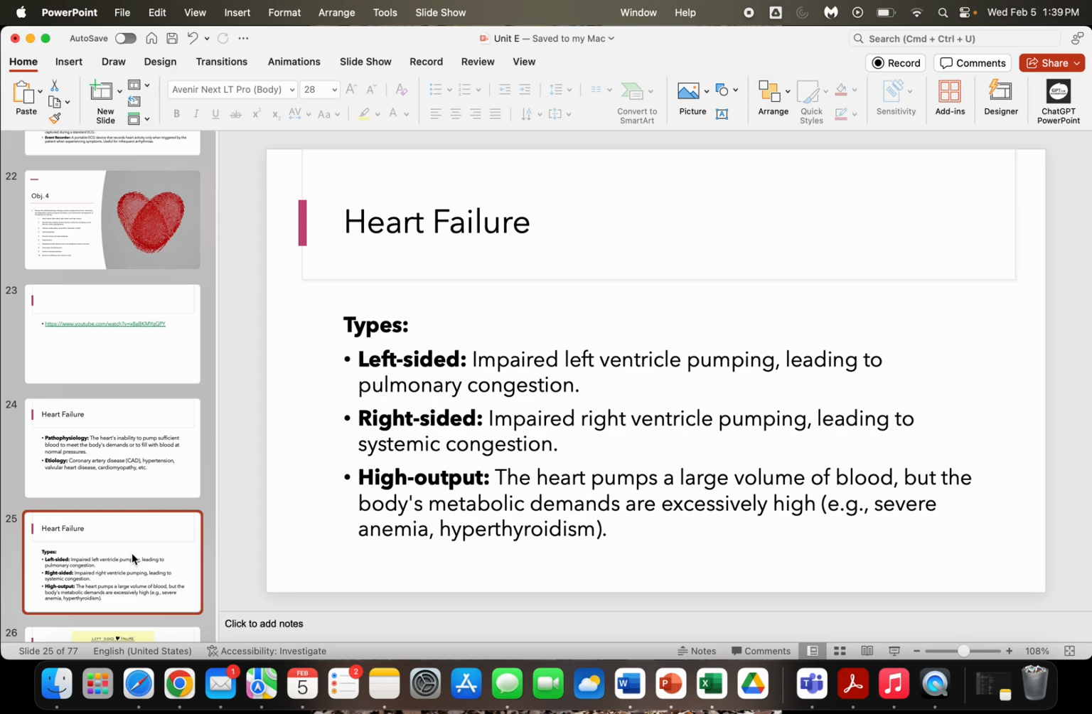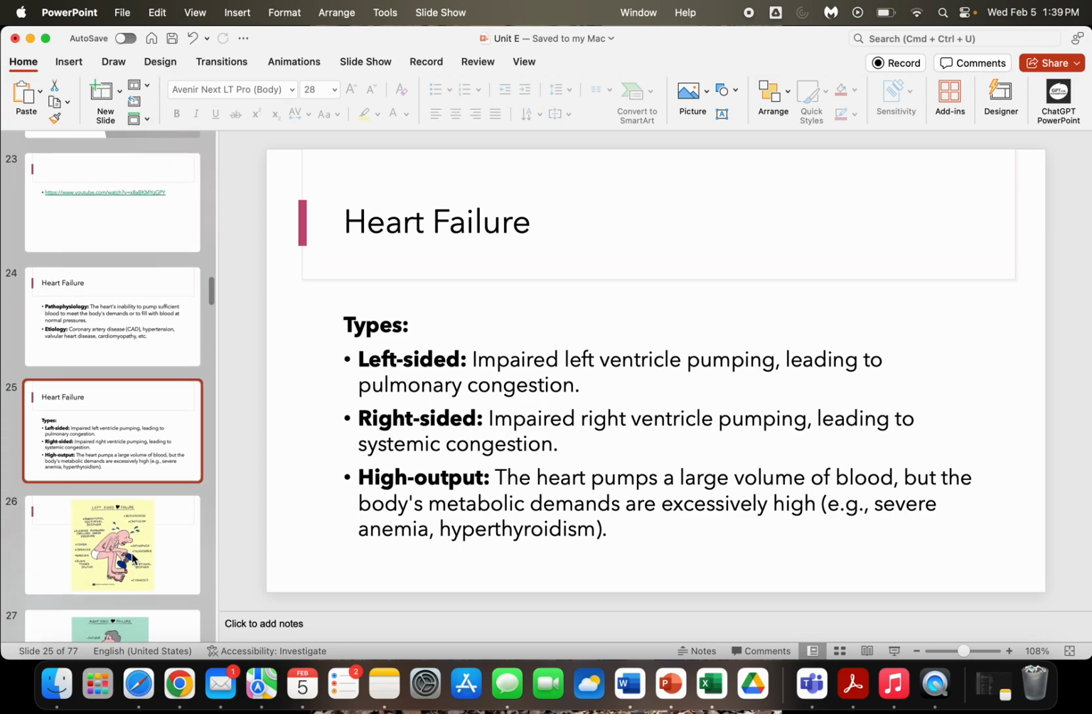There are different types of heart failure: left-sided, right-sided, and high output. What I want you guys to know are left-sided and right-sided. High output is fine, we can have a definition, but we don't need to study it as in depth. Left-sided heart failure impairs the left ventricle pumping, which leads to pulmonary congestion.